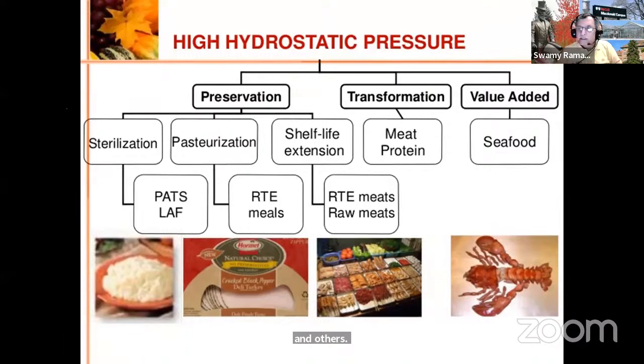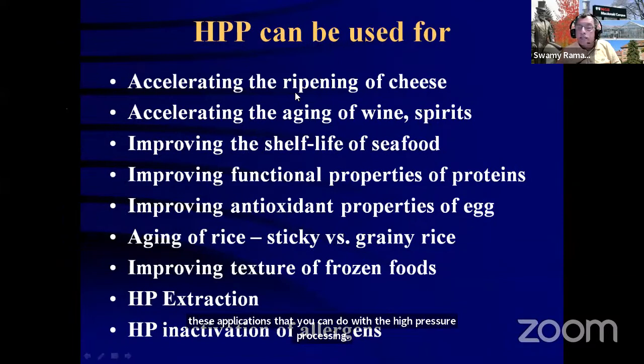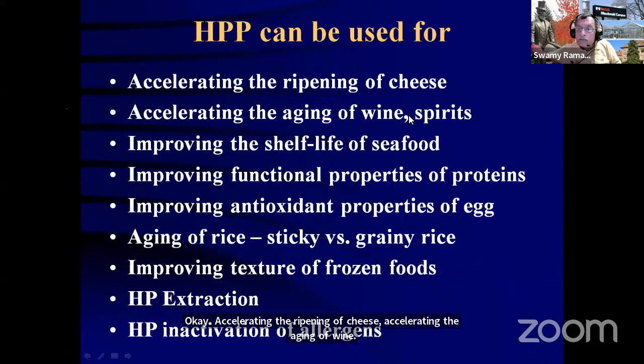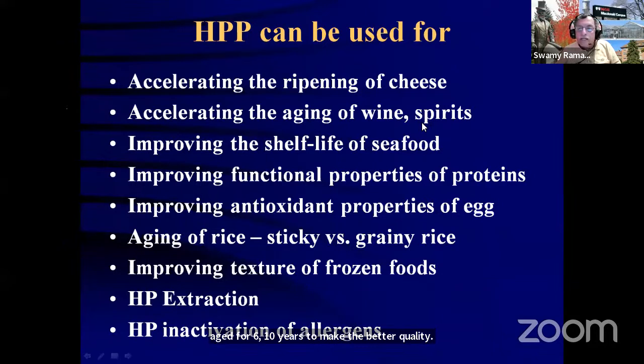So it can be used for additional uses, okay? Accelerating the ripening of cheese, accelerating the aging of wine. The wine and others are usually aged for 6-10 years to make better quality. If you subject fresh wine and spirits to high pressure, you can almost get the quality of three or four years of aging, just by simple treatment before marketing. If you treat them with high pressure, you actually can get better flavor and better quality product.